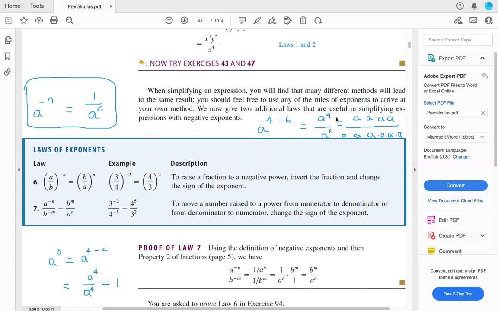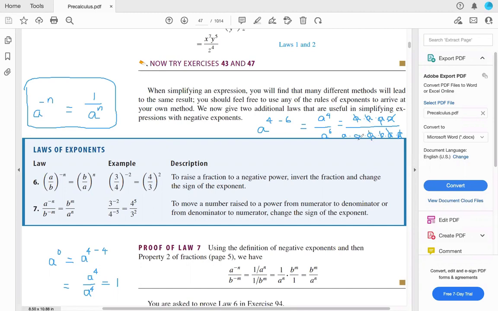So a to the 4, I have a times a times a times a, 4 times. And a to the 6, we have a times a times a times a times a times a. So we have 6 a's here. So I need to cross out the a with this a, this a with this one, and also this one with this one.